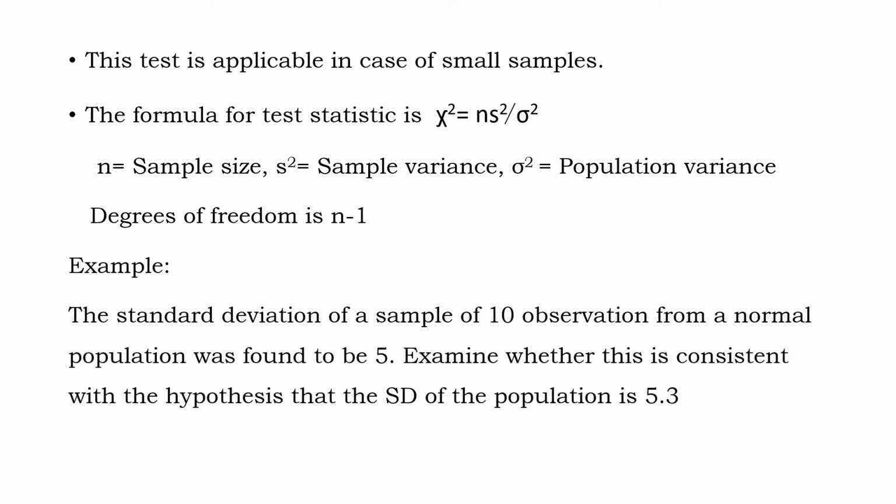Now let us move on to an example. The standard deviation of a sample of 10 observations from a normal population was found to be 5. So 5 is the sample standard deviation. Examine whether this is consistent with the hypothesis that the standard deviation of the population is 5.3. So 5.3 is obviously the population standard deviation. So we move on to the solution.